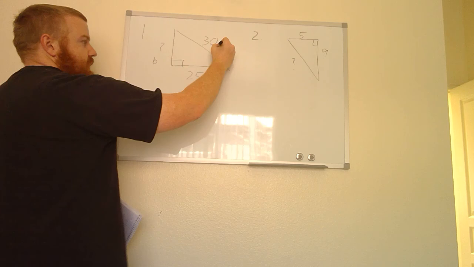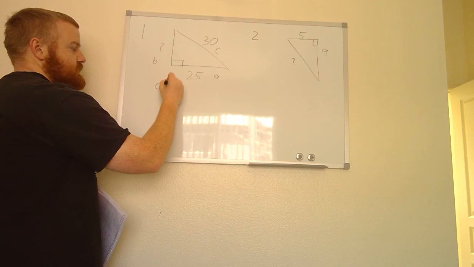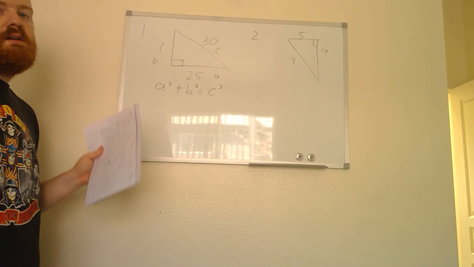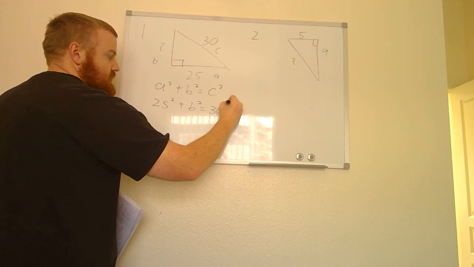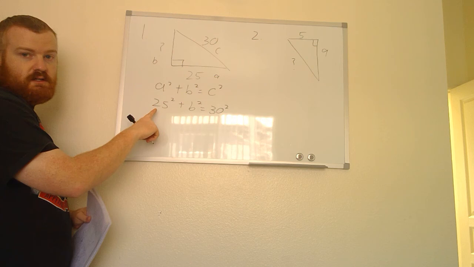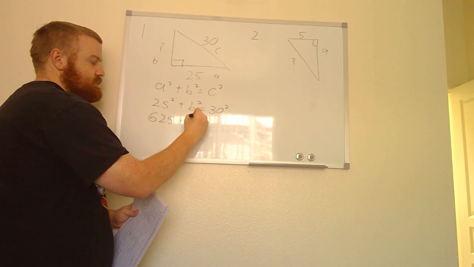So the Pythagorean theorem that we have is A squared plus B squared equals C squared. If we plug in the values that we have, A is 25, so we have 25 squared plus B squared equals C, which is 30 squared. Now from here, most of the rest is just going to be calculator work. So if we take 25 and square that, that's going to give us 625 plus B squared, and then 30 squared, if we plug that in, is going to give us 900.